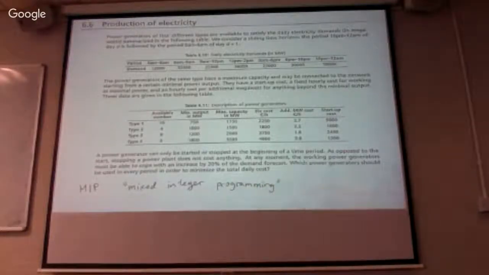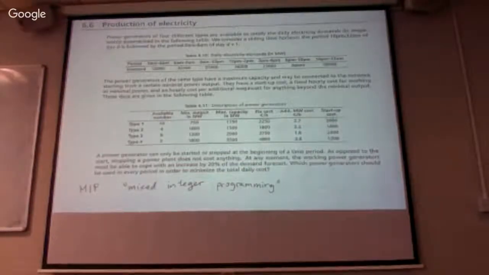Okay. So mixed integer programming means that some of the decision variables have to be integers, and some can be anything. Well, real numbers.